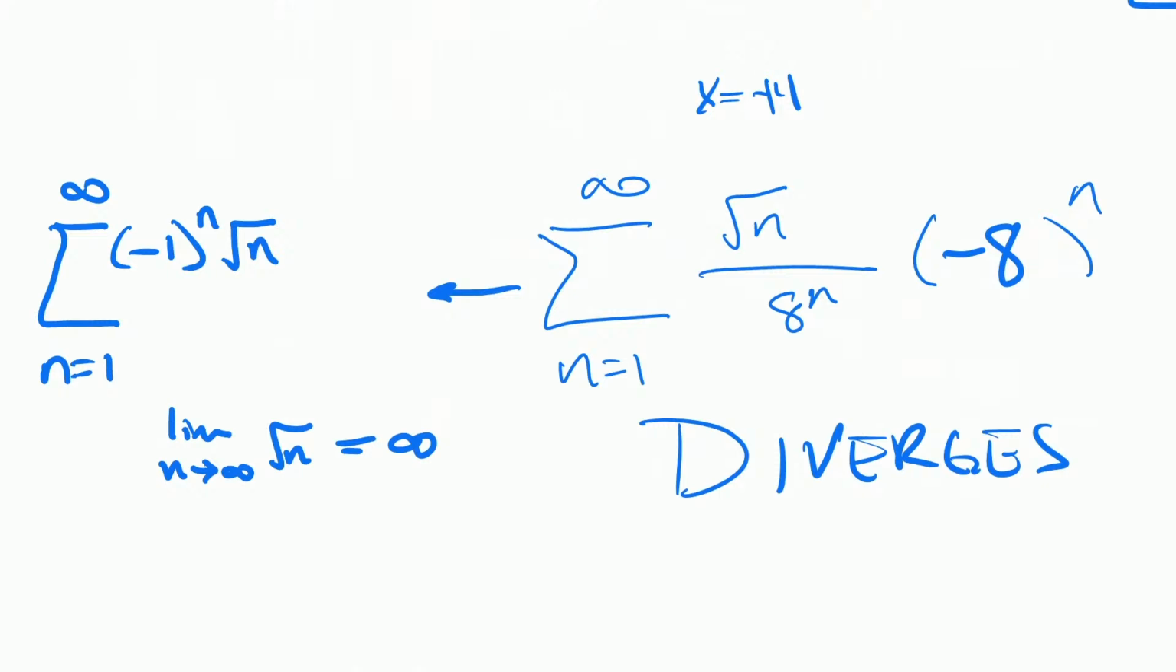So technically it's not failing the alternating series test, it's failing the test for divergence. Or maybe it's succeeding. Yeah, it diverges. The limit of this term is infinity, so there's no way that it can converge.